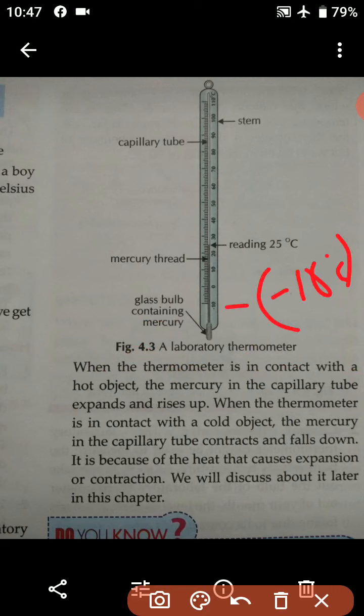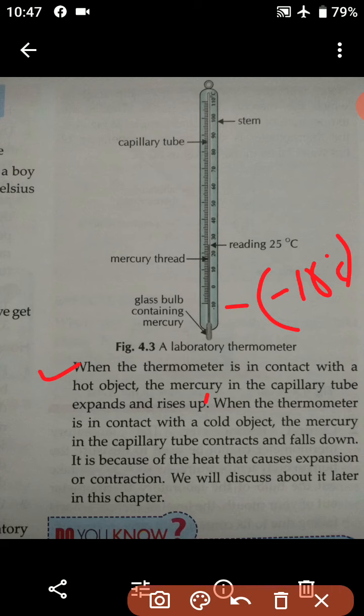Alright. So when the thermometer is in contact with a hot object, the mercury in the capillary tube expands and rises up. So students, we have already understood about the thermometer that it works on the principle of heating. That means whenever the thermometer comes in contact with a hot object, the mercury that is present in the capillary tube will expand, and then what happens?